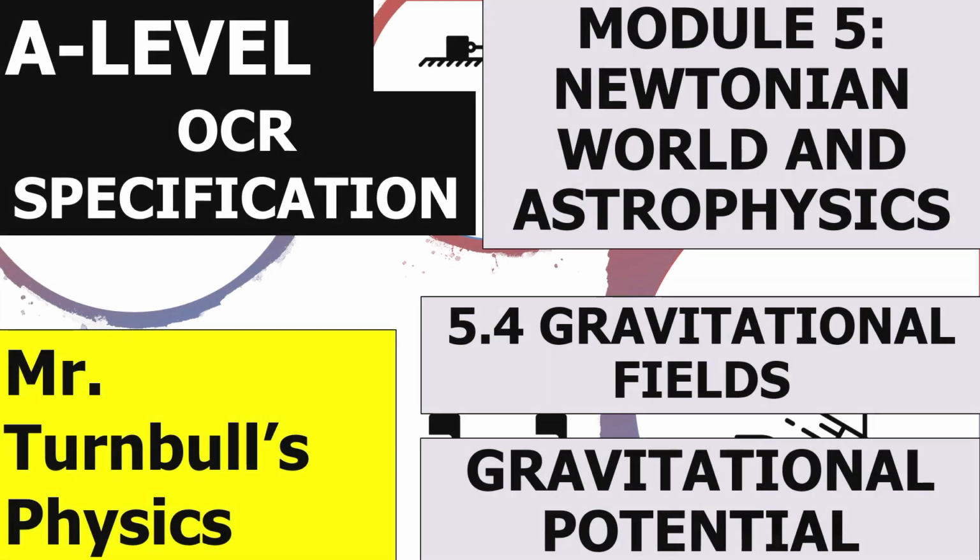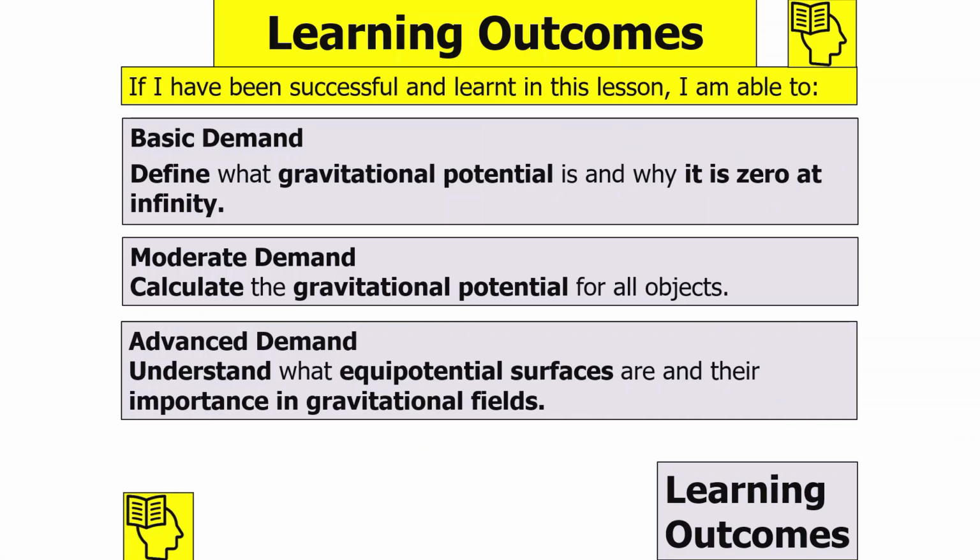Hello and welcome to this lesson for OCR A-Level Physics. In Module 5, the Newtonian World and Astrophysics, in the topic of gravitational fields and on the concept of gravitational potential. If we've been successful in today's lesson, we should be able to define what gravitational potential is and why it is zero at infinity, calculate the gravitational potential for all objects, and understand what equipotential surfaces are and their importance in gravitational fields.